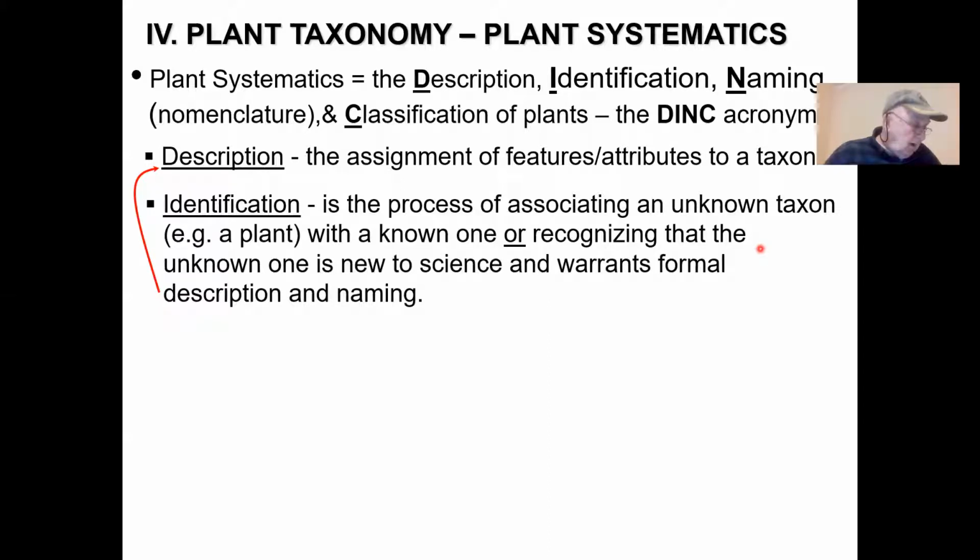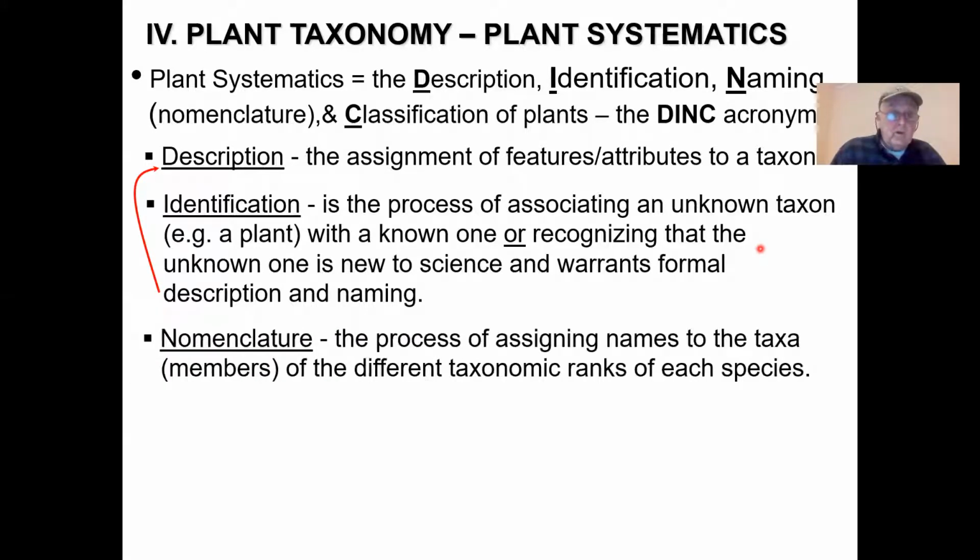So now, let's see. Nomenclature, we're going to spend some time on that in a minute, but for now, that's what nomenclature is. And we're going to spend time separately on that topic.